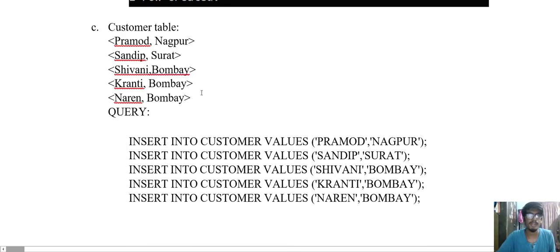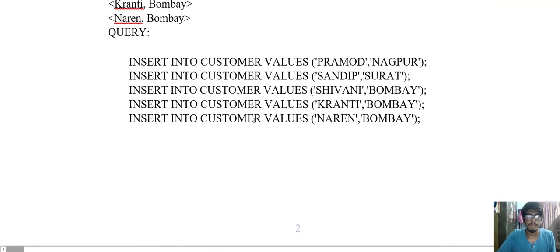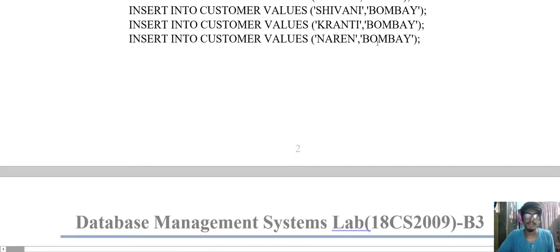Next table is customer table. I have to insert the following data in the customer table. So the command is insert into customer values of Pramod, Nagpur. Insert into customer values of Sandeep, Surat. Insert into customer values of Shivani, Bombay. Insert into customer values of Kranti, Bombay. Insert into customer values Narayan, Bombay.